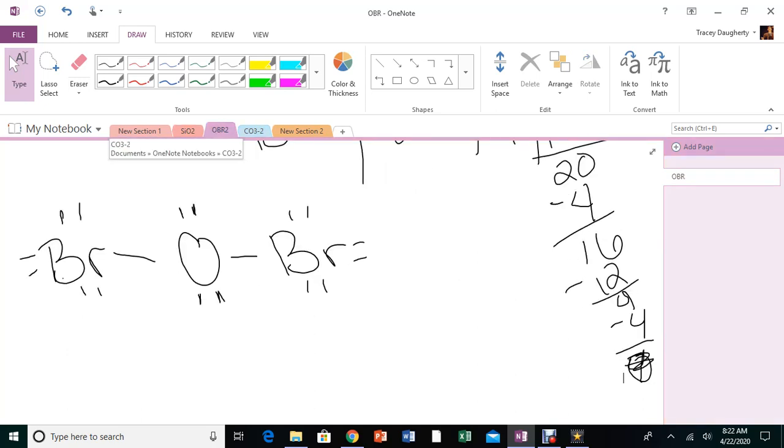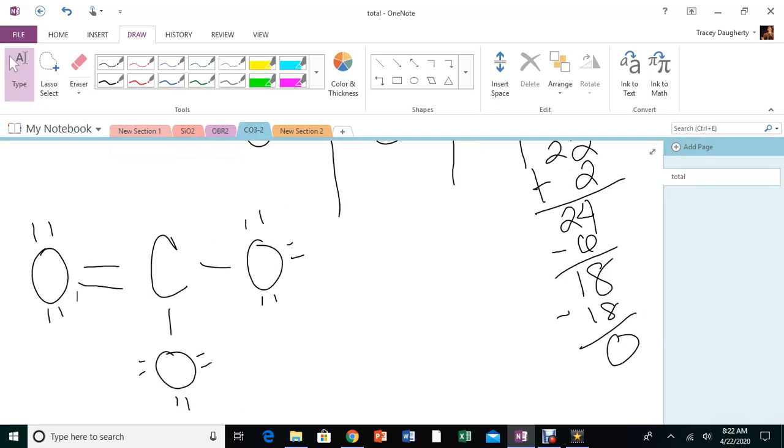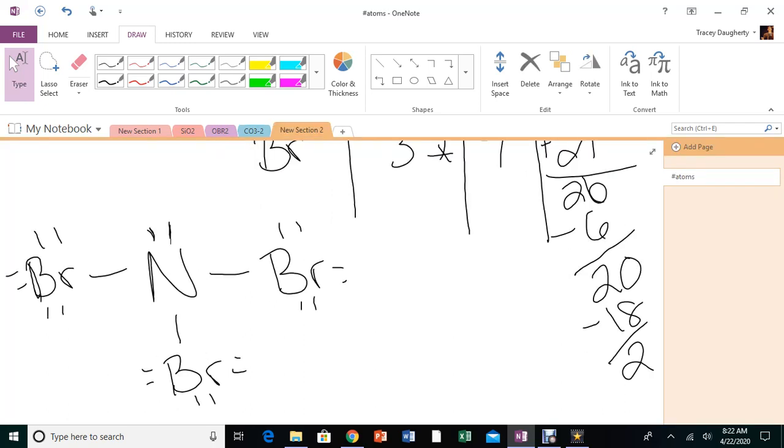And then the same thing with the CO3 minus 2. CO3 minus 2 formed a double bond because we hit 0. And then the NBr3, 3 outer atoms again, but we had electrons left over, so we put a pair of electrons on the central atom. So those are the mixed review of Lewis structures.